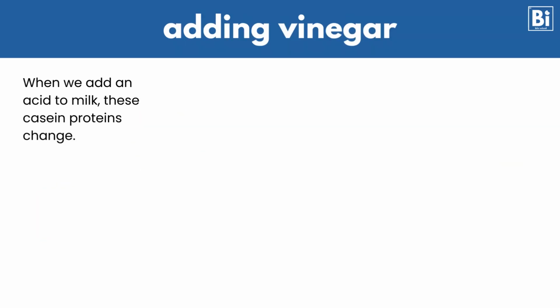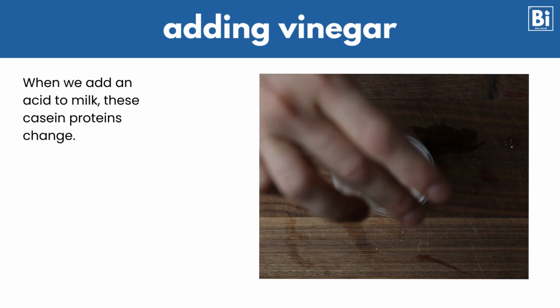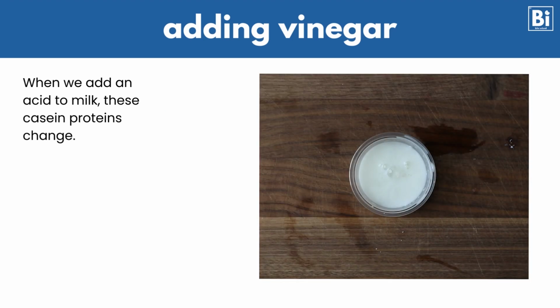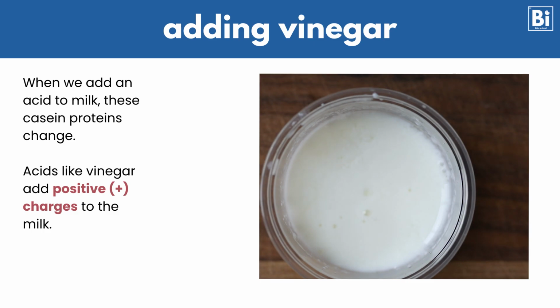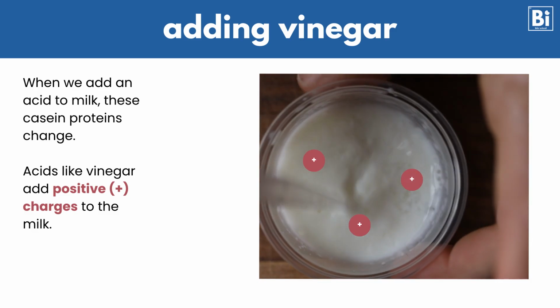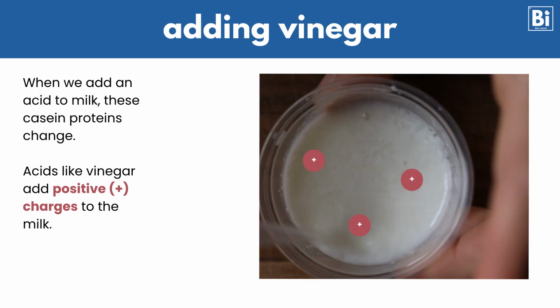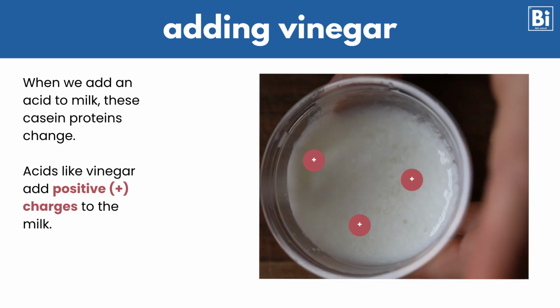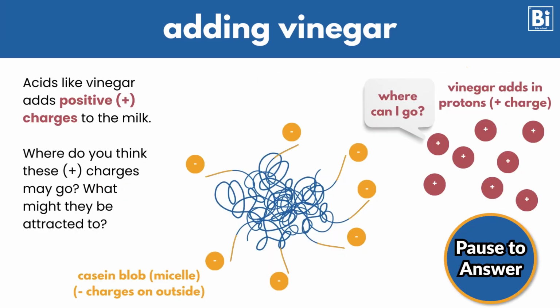When we add an acid to the milk, these casein blobs change. When we add in vinegar or anything acidic, so that could also be something like lemon juice, we add protons or positive charges to the milk. So when we do that, where do you think the positive charges may go? What might they be attracted to?